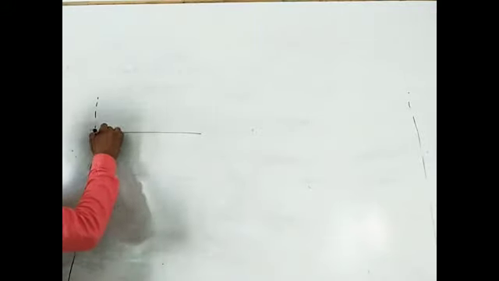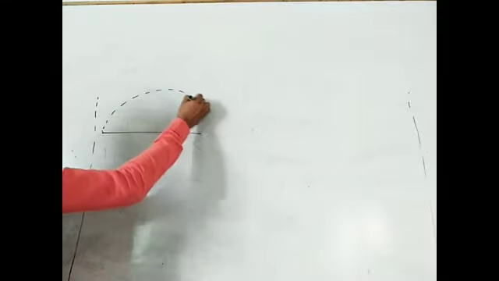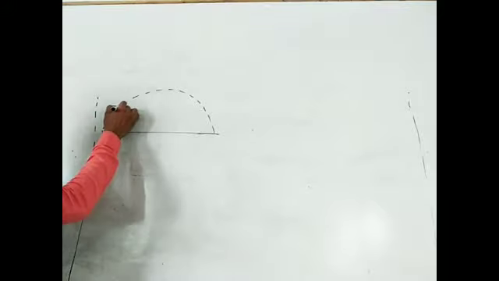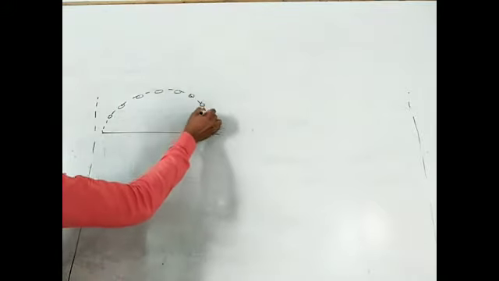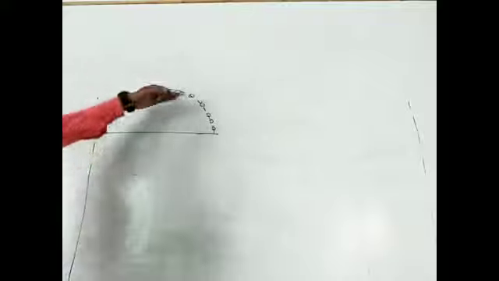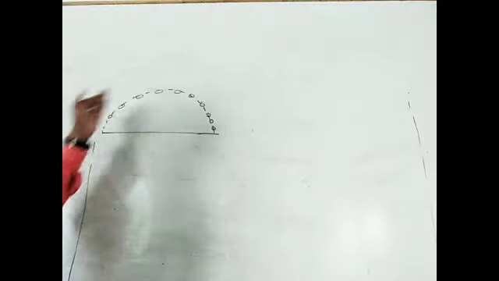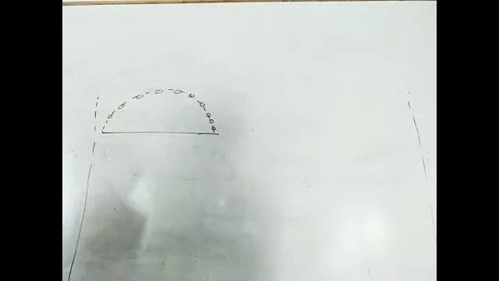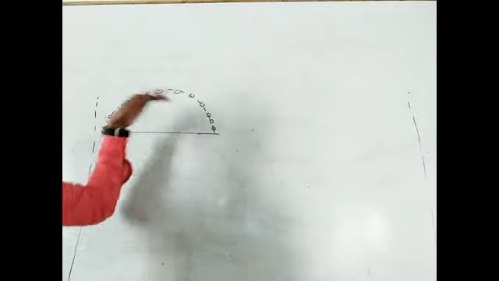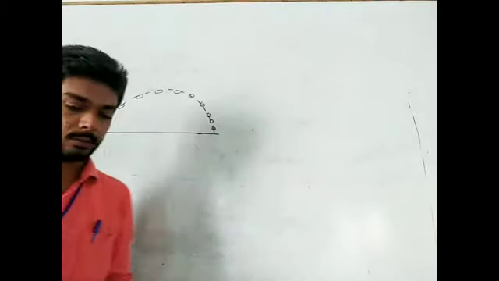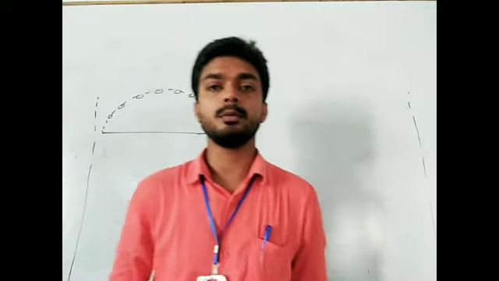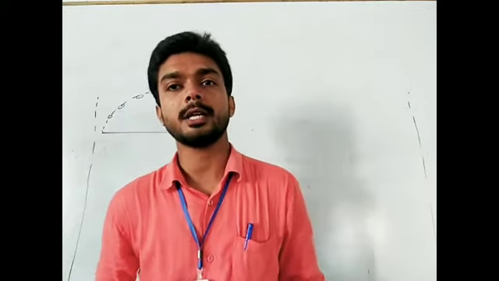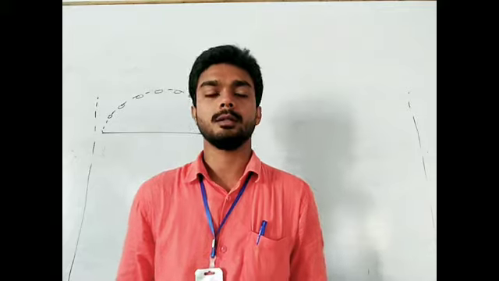Students, suppose you throw a stone from the ground, then what you observe is that the stone follows a path in this way, in this shape. This shape is known as a parabola. First of all, we will prove that the path of a projectile is parabolic.